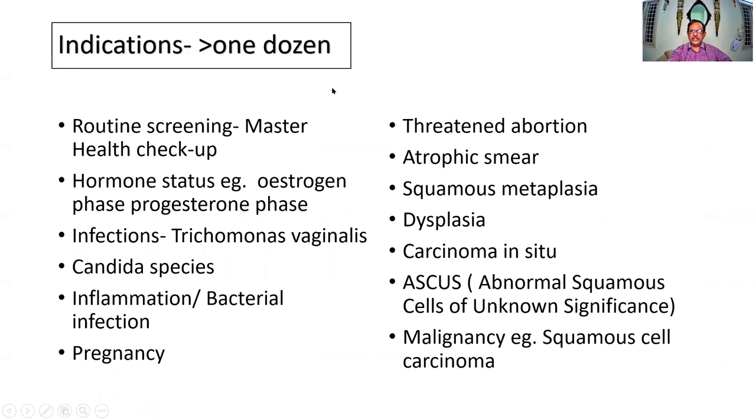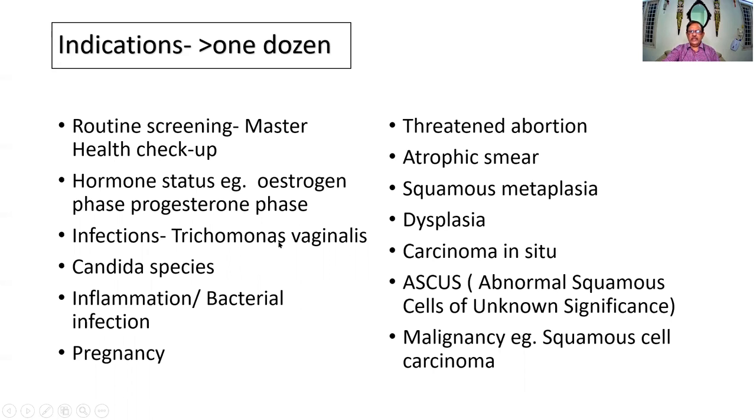Now, what are the indications of a Pap smear? This I have already explained in the exfoliative cytology, but let us check up. This will definitely fetch you marks as an important question. Routine screening. There is a program called the Master Health Checkup. So this is part of the checkup. To rule out any malignancy or infection, they will be doing this. To assess the hormone status. Earlier, this was done routinely. There is a phase called the estrogen phase, progesterone phase.